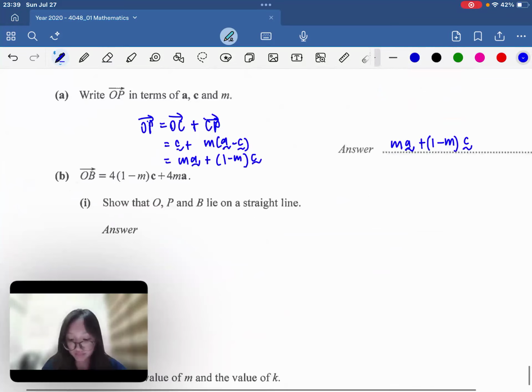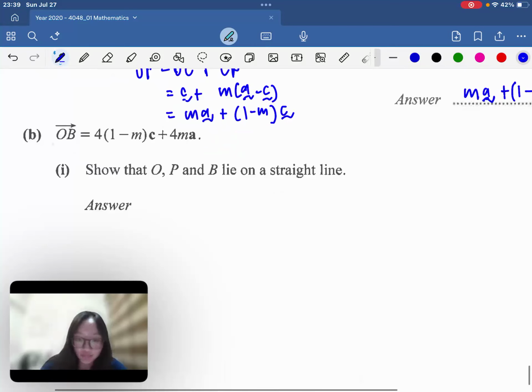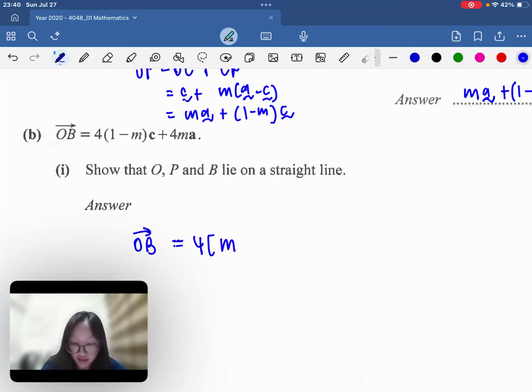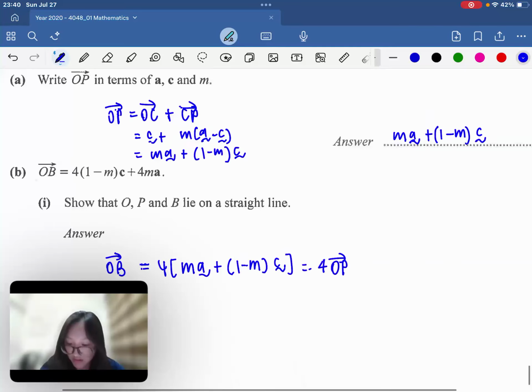Now they want us to show that O, P, and B lie on a straight line. So how do we do this? We know that OB, we're going to factorize out the 4 to prove that OB is parallel to OP. So OB is equal to 4M A plus (1 minus M)C, which is equal to 4 of OP, which is what we have found in part A.